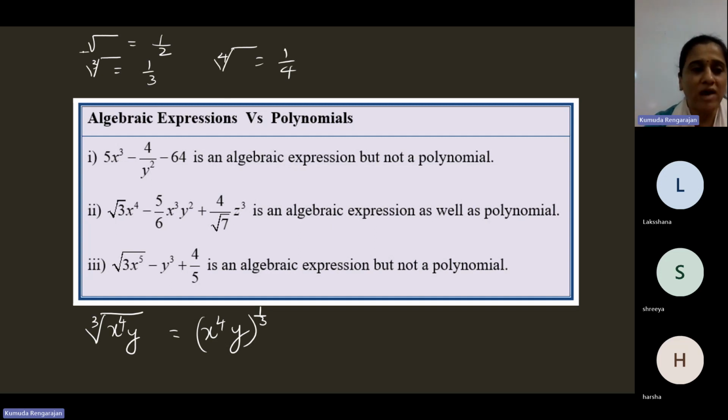In the radical form, if you have the square root symbol, then in the exponential form, you should raise the base to the power 1 by 2. If you have the cube root symbol, then you must raise the base to the power 1 by 3. If you have the fourth root symbol, then you must raise the base to the power 1 by 4 in the exponential form. So cube root of x to the power 4y is equal to, right? This is the base, x to the power 4y.